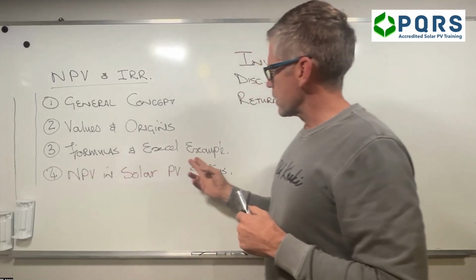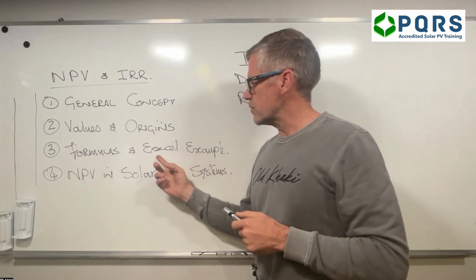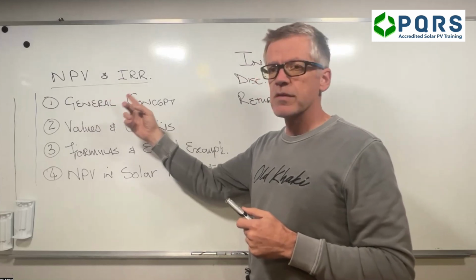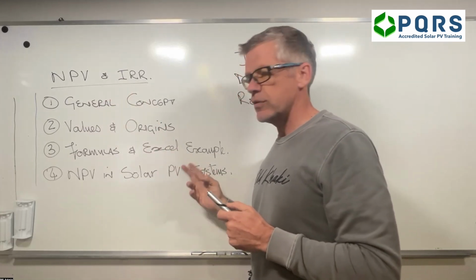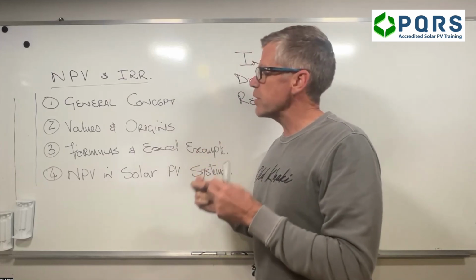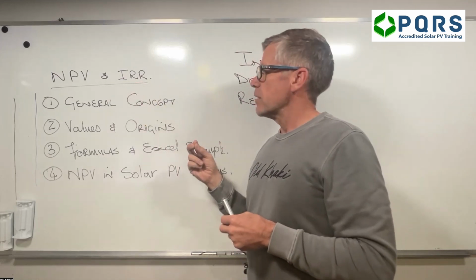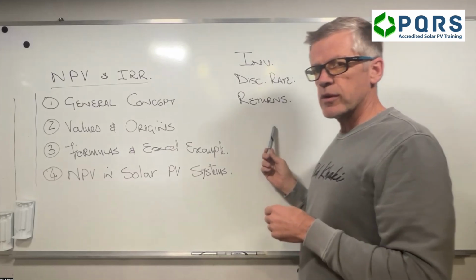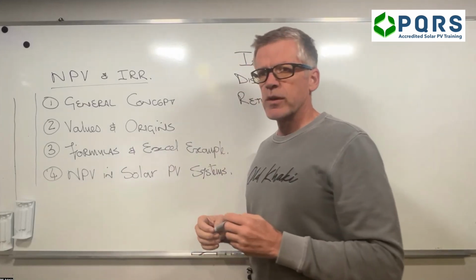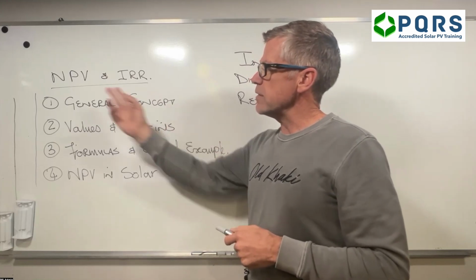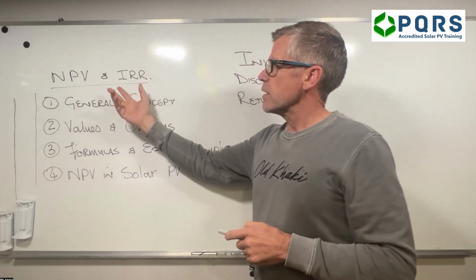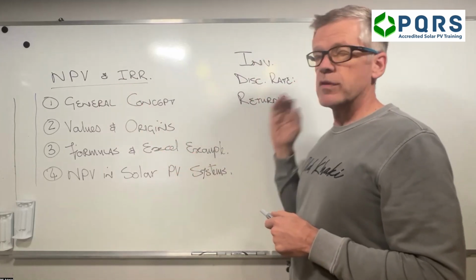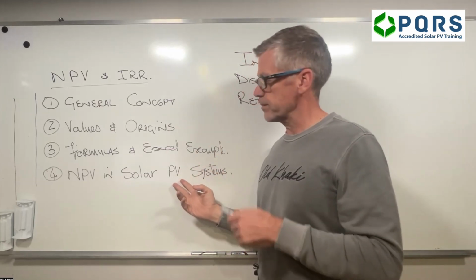Then formulas and an Excel example. In this video, I want to have a look at how we do net present value calculations in an Excel spreadsheet without using the net present value and the internal rate of return formulas. In other words, we're going to be looking at the bare formula. I'm going to write down the formula on the board. We are then going to put the formula into an Excel spreadsheet so that it's going to be easy for you guys to determine the net present value for your customers if you are going to be proposing costing or projects in PV systems or energy solutions.